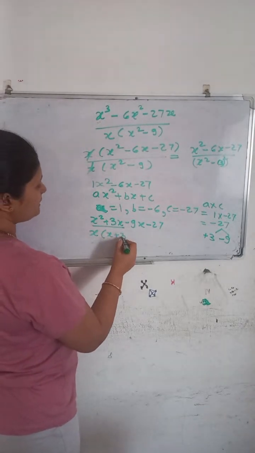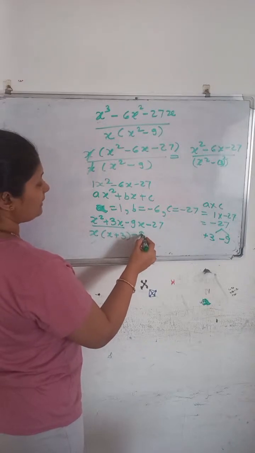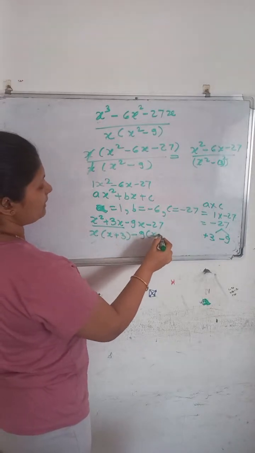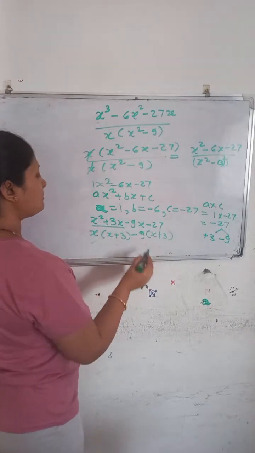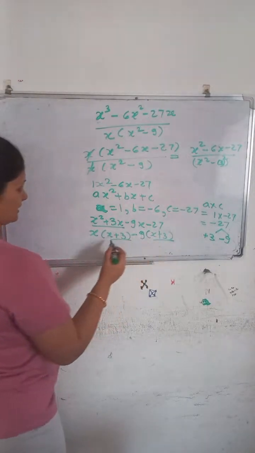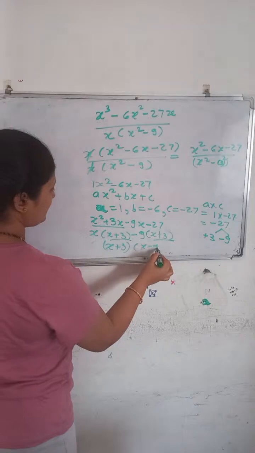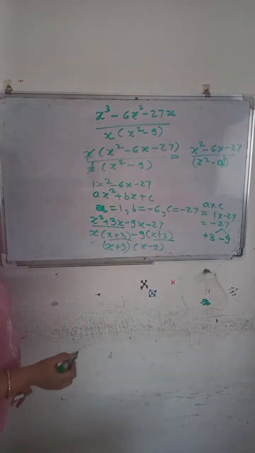So x plus 3, and again I will take minus, and I can take 9 common. So x minus 3. Minus means plus, because minus I took out. So here again x plus 3 is common. I will take it out and here x minus 9 will be there. Okay, so I am getting this.